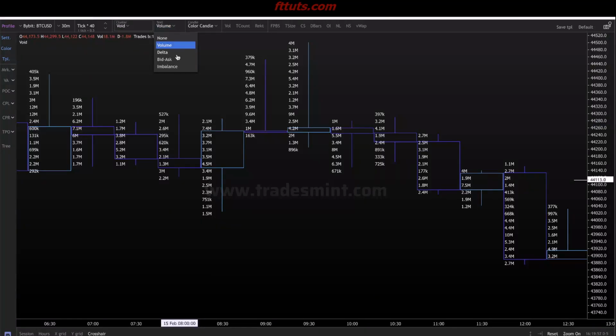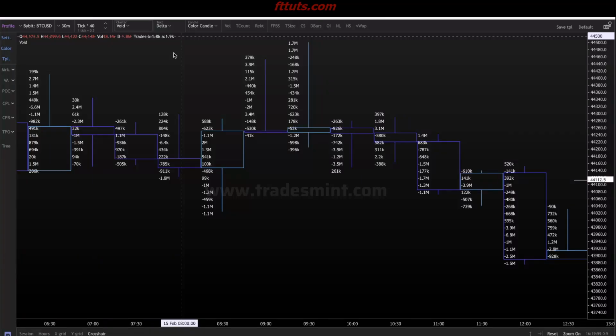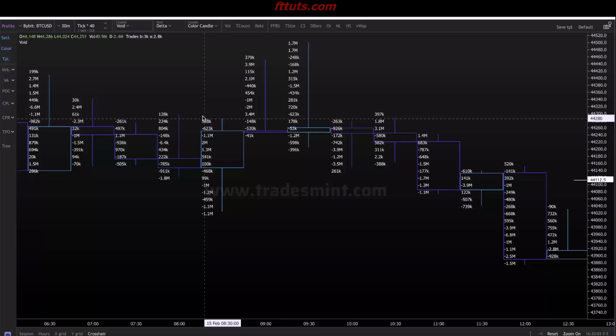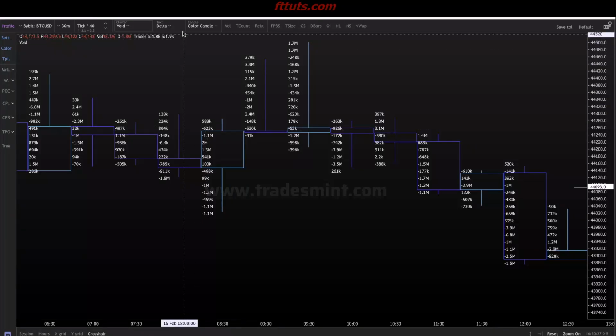If we go to delta, this is buys minus sells. So however many buys minus sells there were right here, we can see that there are 588,000 more buys than sells at 44,260. And right here, there are 623,000 more sells than buys. If the delta is negative, there's more sells than buys. If the delta is positive, there's more buys than sells. I know I went over this in the last session.